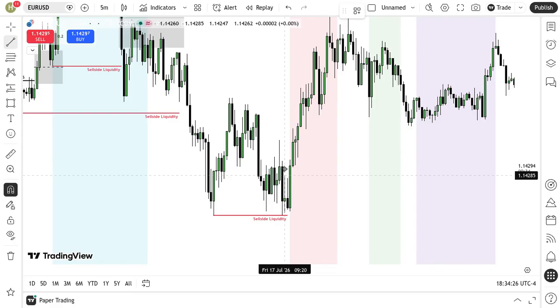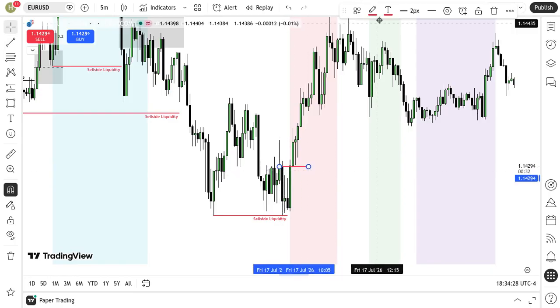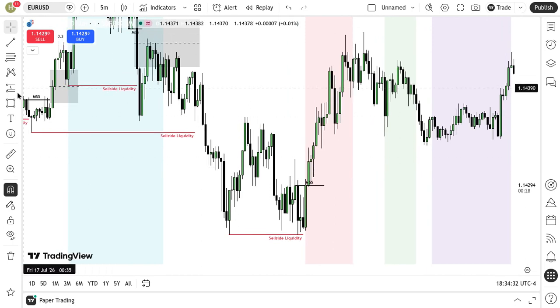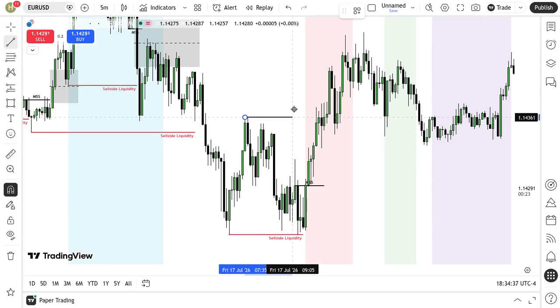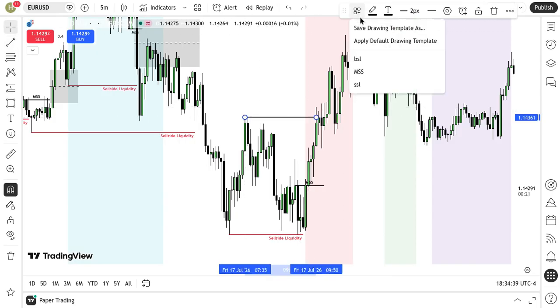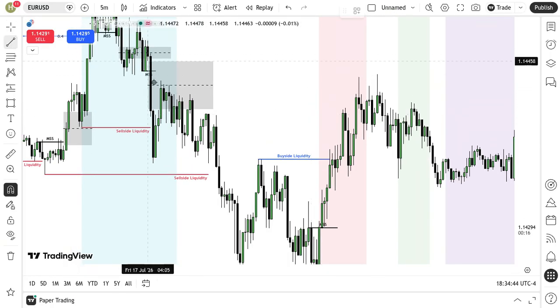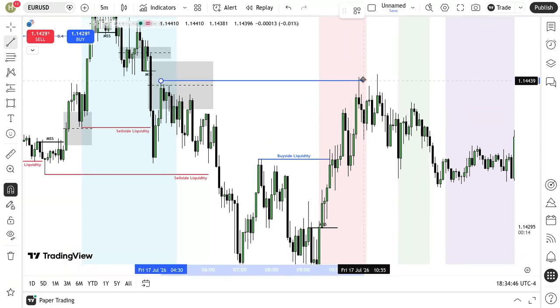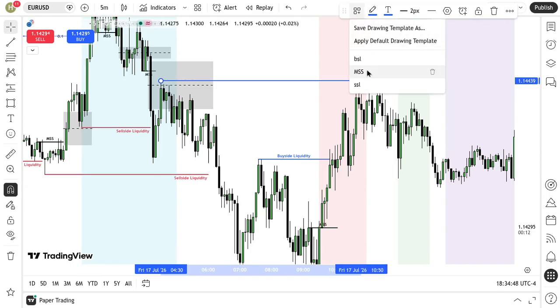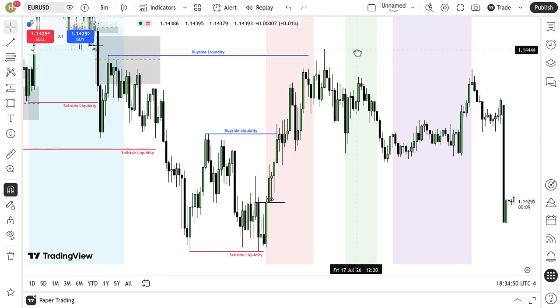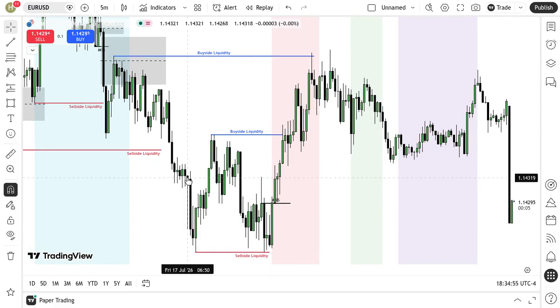However, regardless, if you see price did break this high here, so we had a market structure shift, and then price went and took out this high, which is clear buy side liquidity, and price went and took out this high as well, which is also buy side liquidity. So maybe you could have found a setup in there, but me personally, I wouldn't have looked for a trade. However, again, it's just moving from liquidity to liquidity.